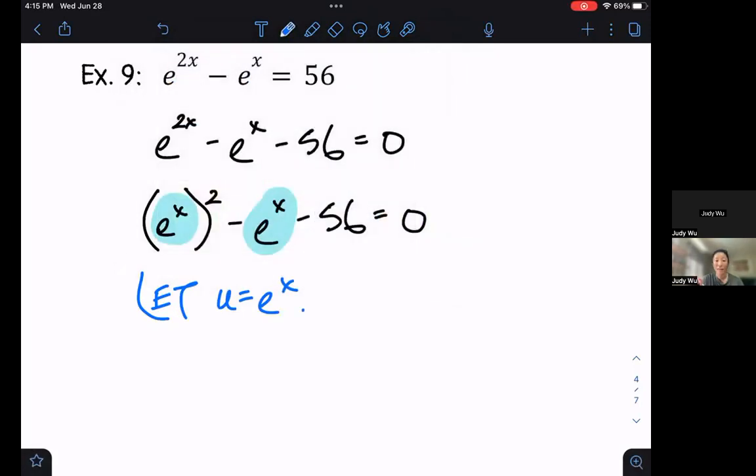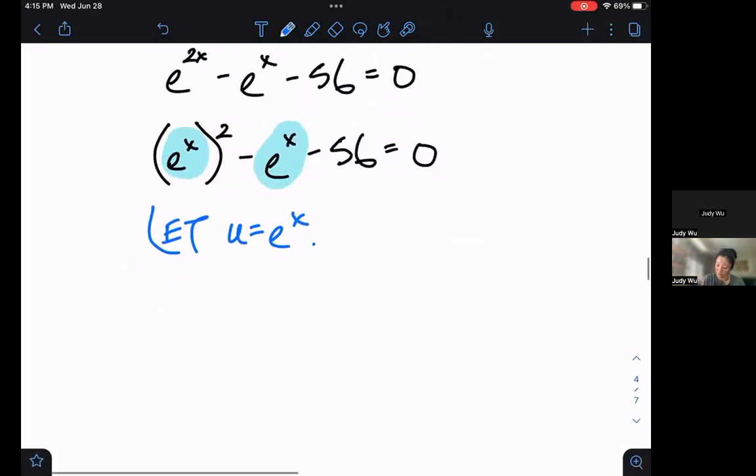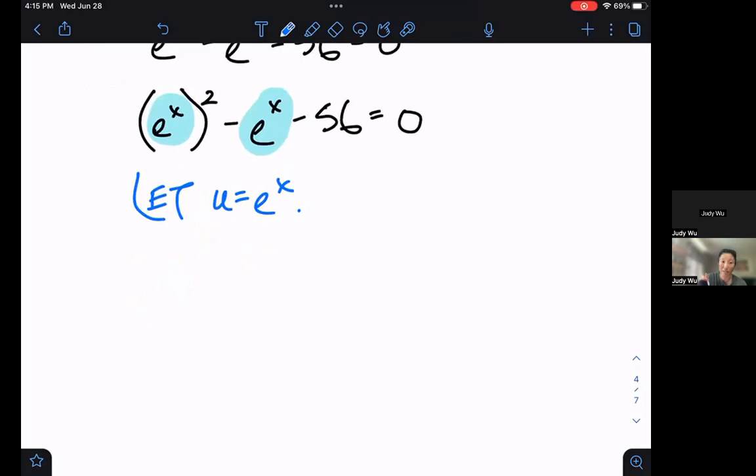Then here's what we're going to have. Instead of e to the x squared, now I'm going to have u squared minus, instead of e to the x, I'm going to have u. Now, I don't see any e to the x's over here, so I can keep that as negative 56.